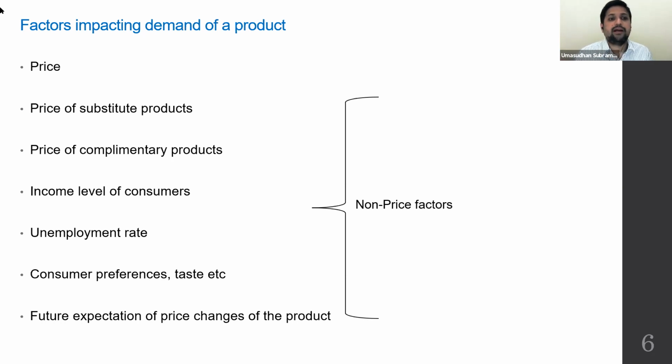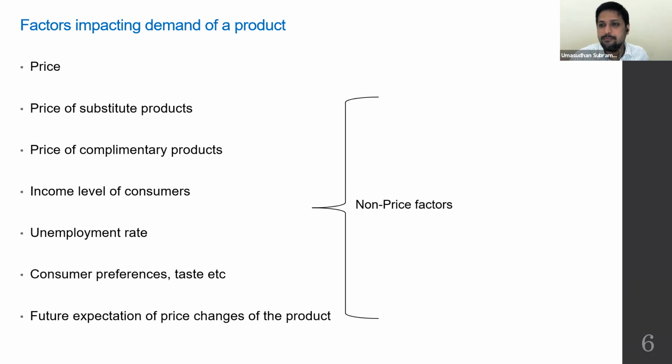For example, price of a substitute product. So what is a substitute product? It is a product that can be used instead of another, replacing another product. The most popular example of a substitute product is tea and coffee, where you consume one instead of the other. That's what we call substitute products.